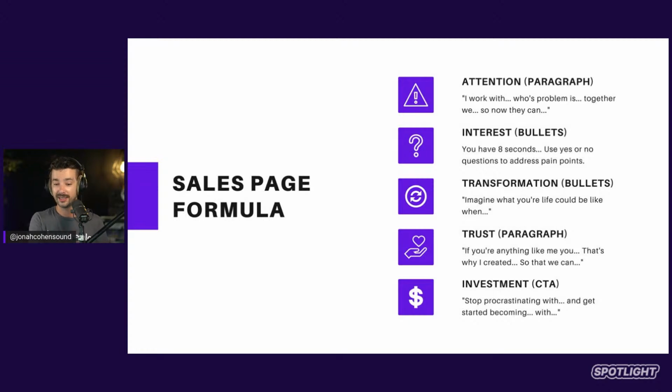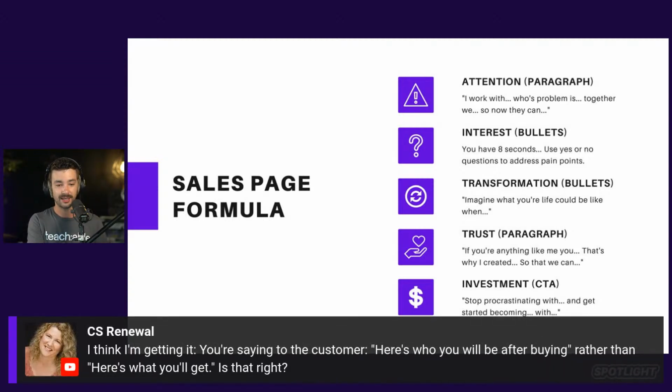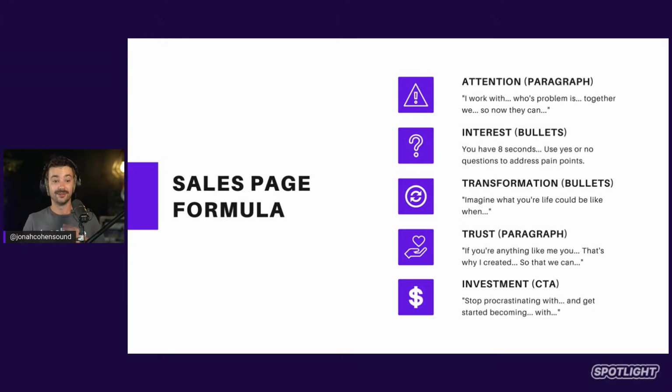So I want to get a few questions coming in. CS Renewal is saying, I think I'm getting it. You're saying to the customer, here's who you will be after buying, then here's what you'll get. Is that right? Yes. Here's who you'll be after you get this product, and here's how this product gets you there. That's what we're communicating. Here's who you'll be is the transformation, and how it gets you there are the benefits. That's how we think about these things.